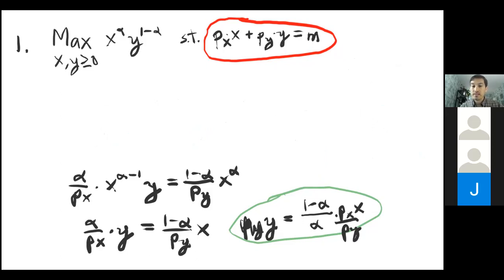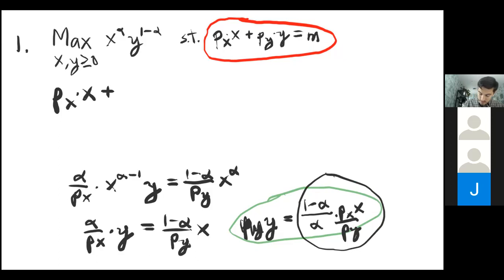But we realize our goal is to eliminate y in that constraint that I've circled in red, so that what we get is px times x plus py times y. Well, what's py times y? It doesn't matter if we do it the way I was about to or the way that Kai did it. If I take what's written here and multiply it by py, what will I get? The answer is 1 minus alpha over alpha times px times x.